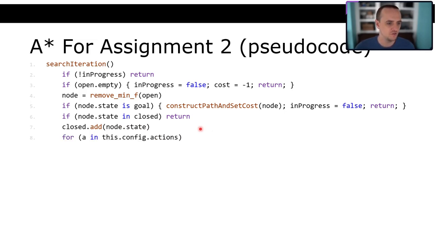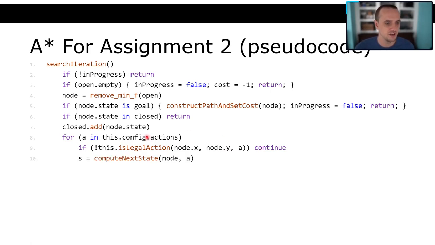Then for each of the actions in this.config.actions, if it's not a legal action, then we continue. So that means go to the next action. Otherwise, if it is a legal action, let s equal compute next state. So get the next state from this action. If s is in the closed list, we can continue. We don't need to put a new node in the open list whose state is already in the closed list.